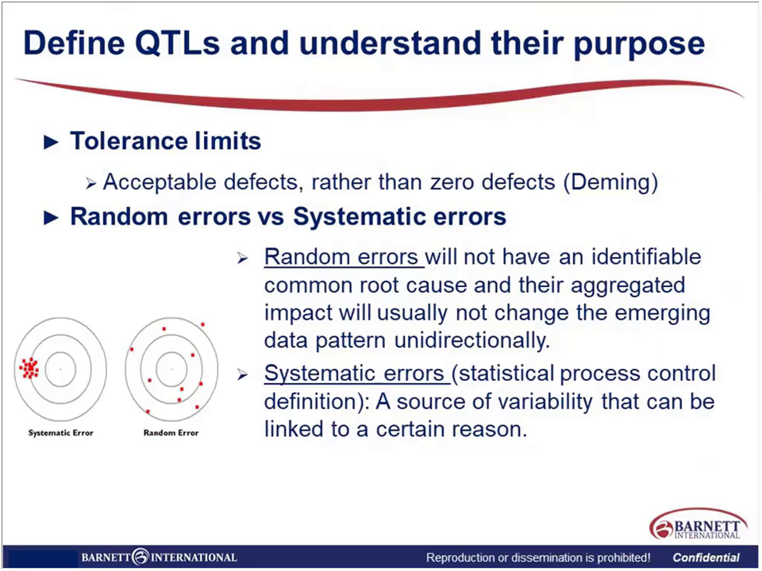In that context, we look at random errors versus systematic errors, and these are statistical terms. So in random errors, you'll see the ovals on the right, there's no identifiable common root cause, and when you take their impact as a whole, they usually don't change the emerging data pattern in one direction, right? They're scattered, they're random.